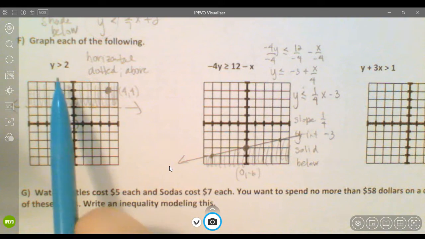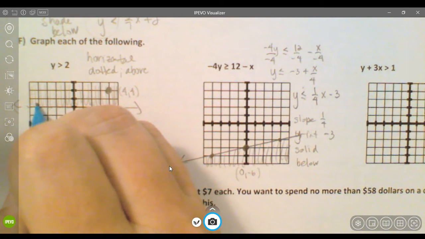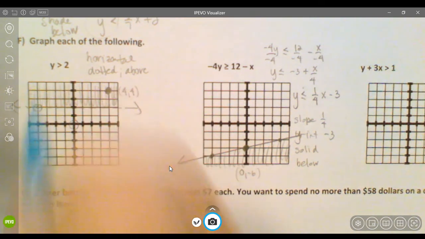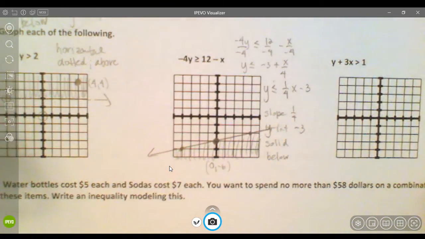Oh, that's what I didn't do over here. Suppose you picked 2. Pick this point. What's the y coordinate? 2. Is 2 greater than 2? No, 2 equals 2. So be careful there. All right.